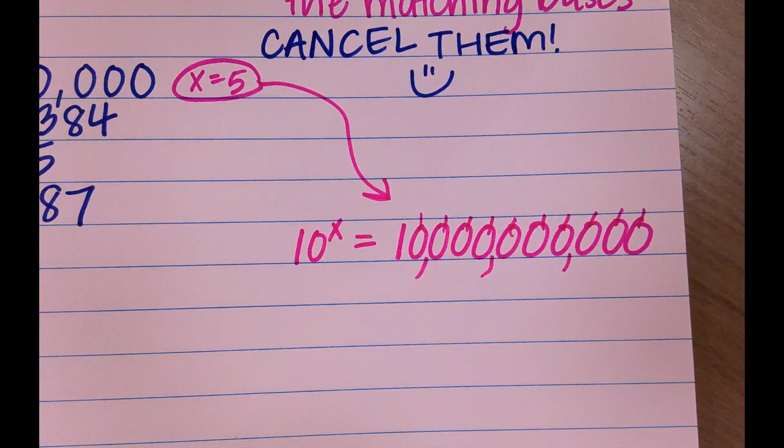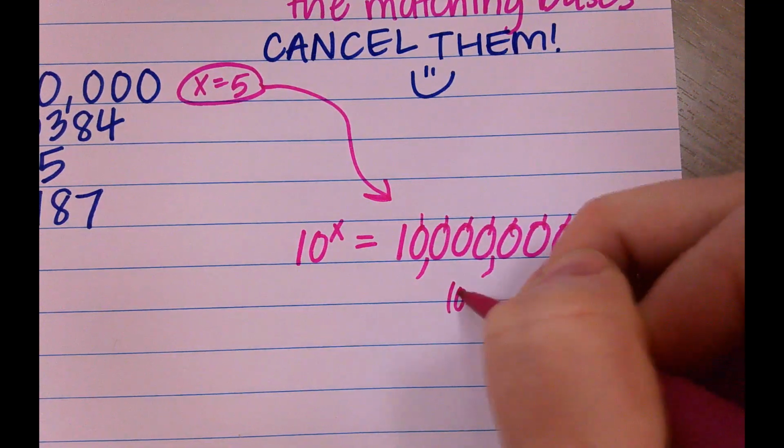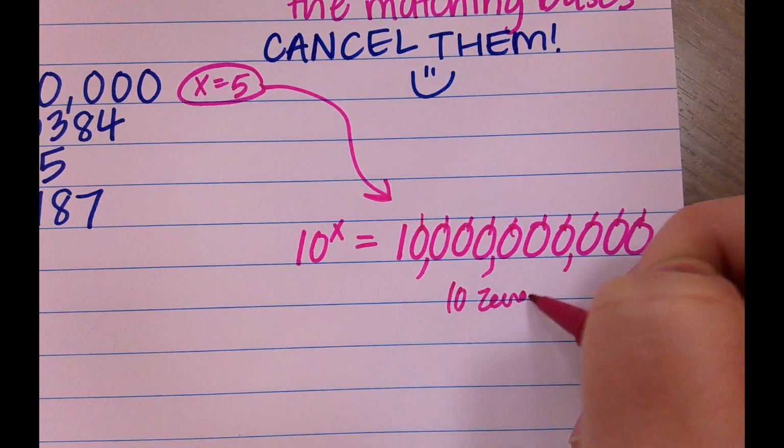So x is 10. Wow. 10s are nice. I like 10s. Some zeros come in handy. Yes, they do. 10 zeros. Put that in your calculator.